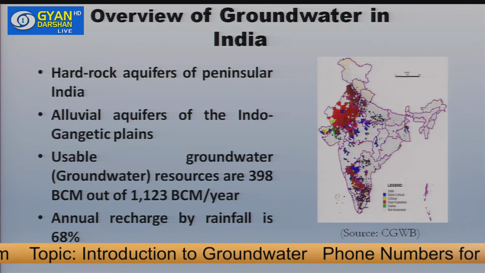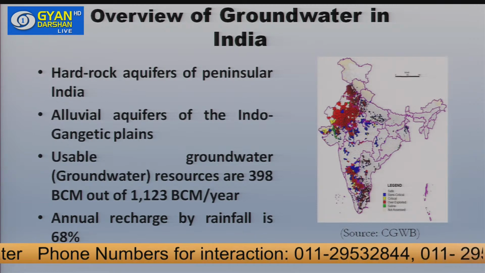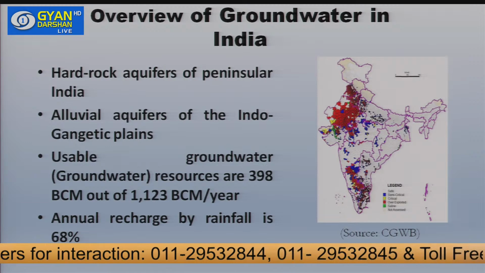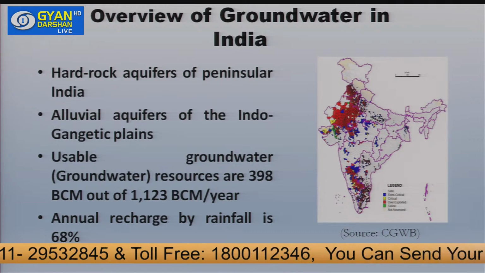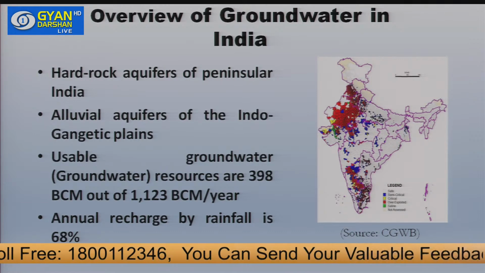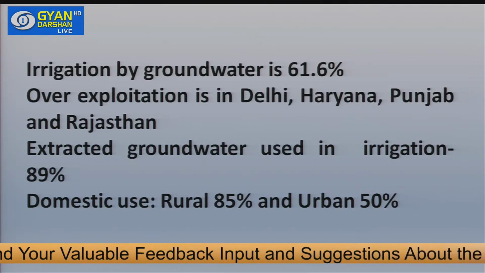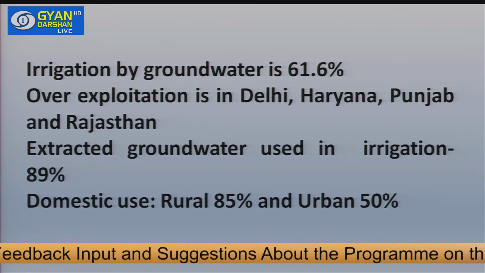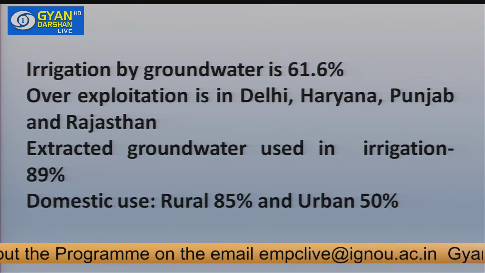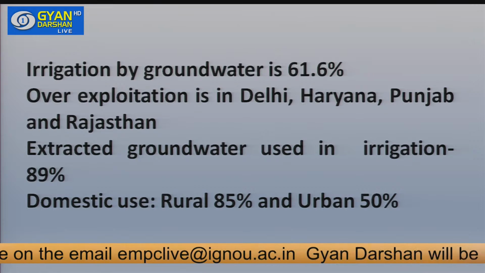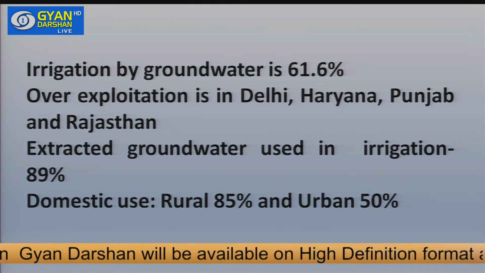There are also other areas from where the groundwater is being recharged, like glacial melts, and these also cause recharge. And there are some other factors about the recharging capacity. In India, the groundwater used for irrigation is around 61.6%.